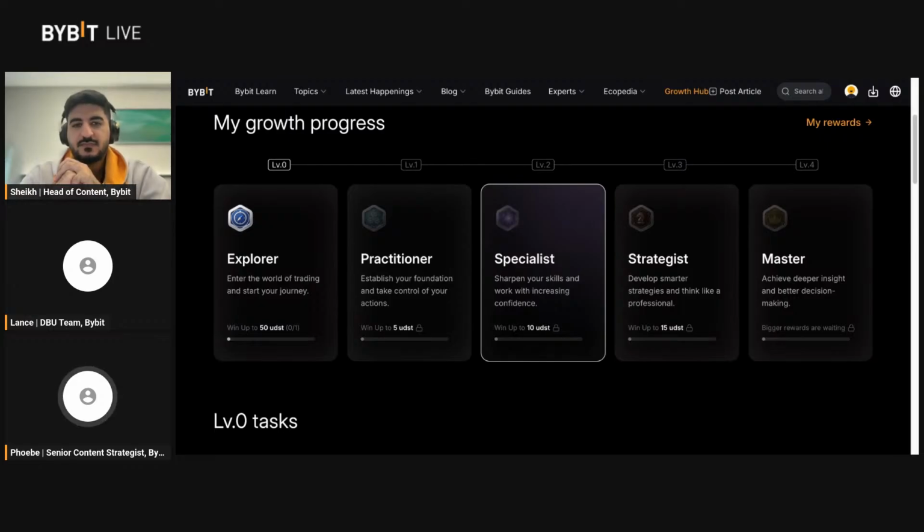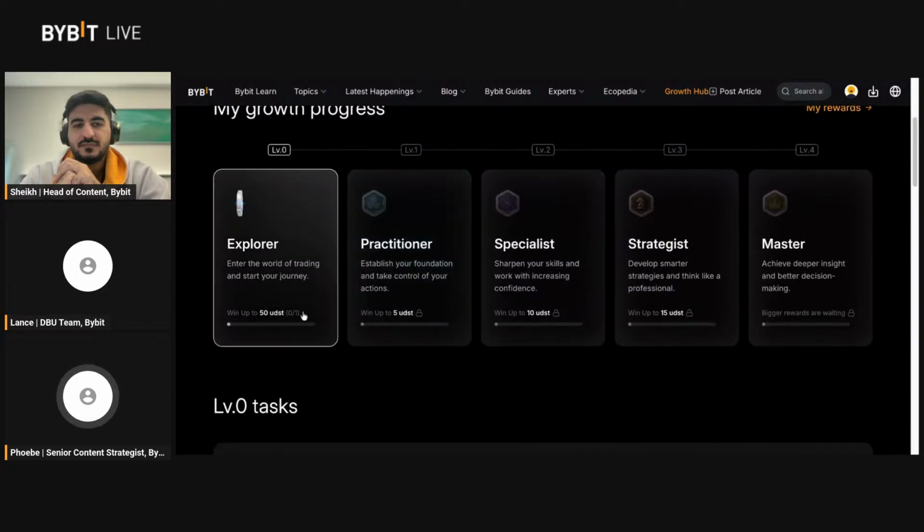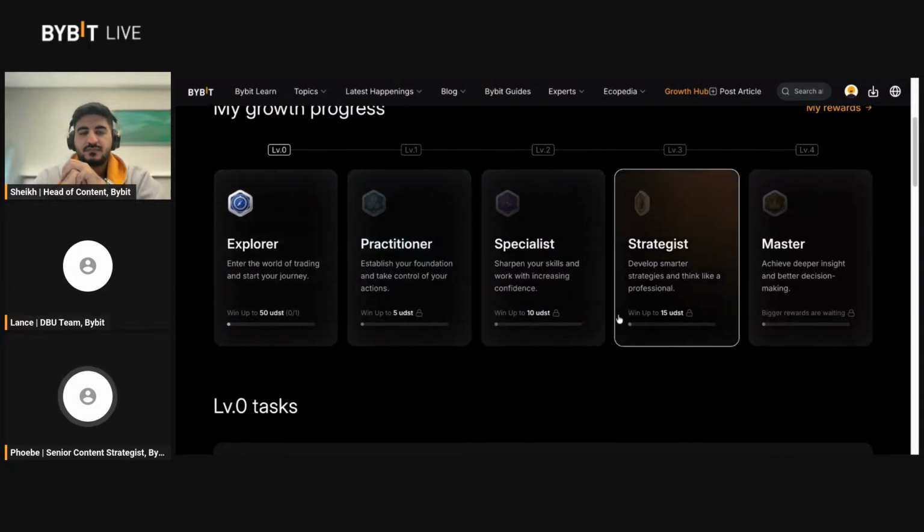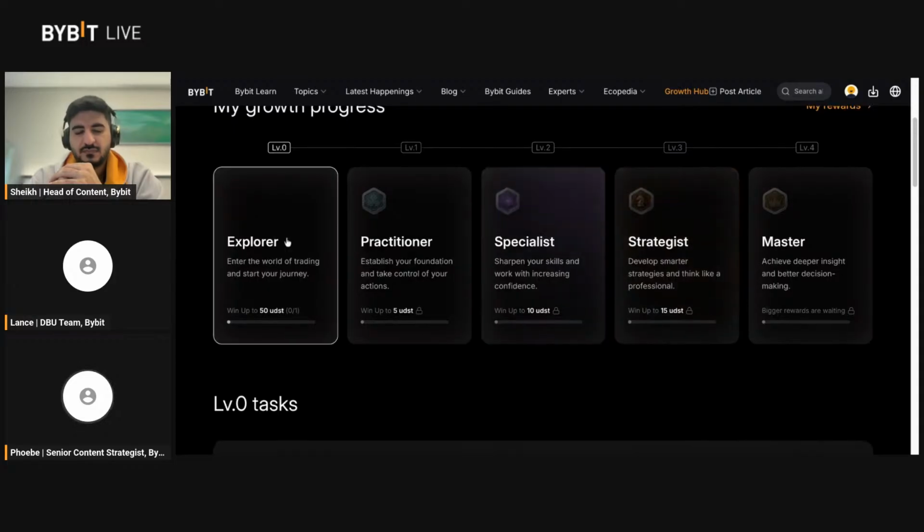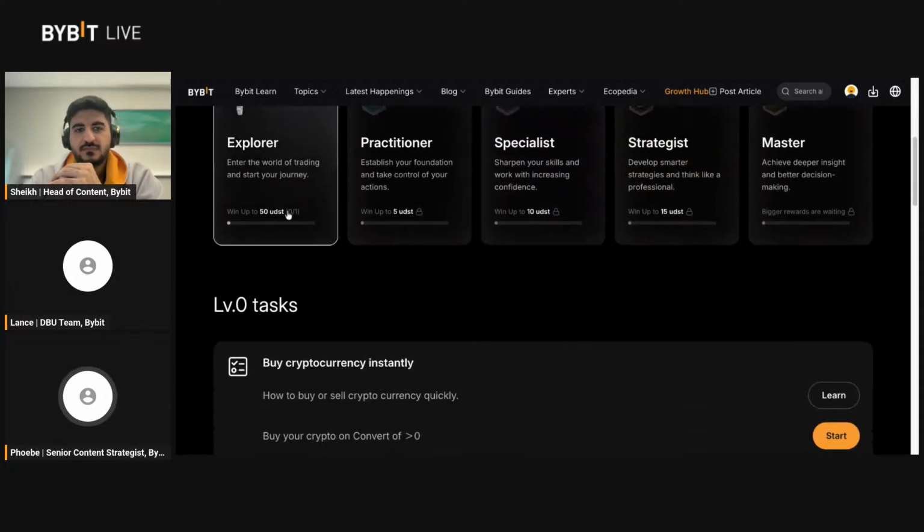So here's the best part: if you are a new user, in total you can get around 80 USDT in rewards by finishing all the tasks. And if you are an existing user, you can also learn more and still get up to 40 USDT waiting for you. Okay, so here are the levels. This is the first entry. This is level 0, the entry level.